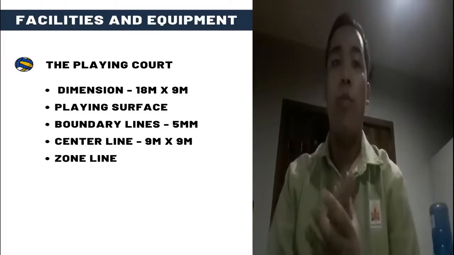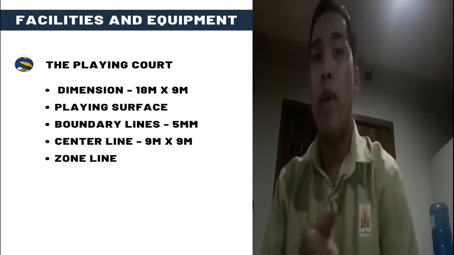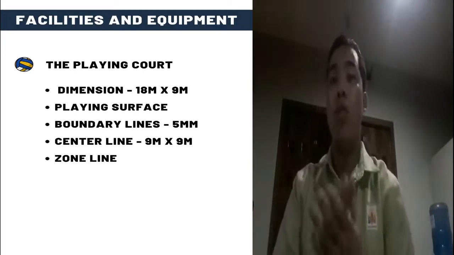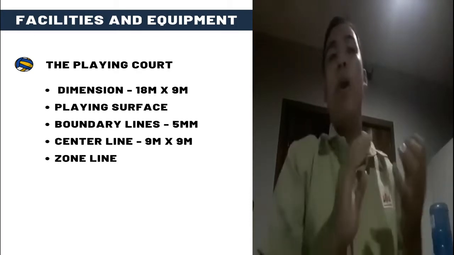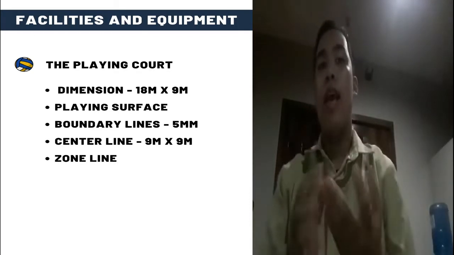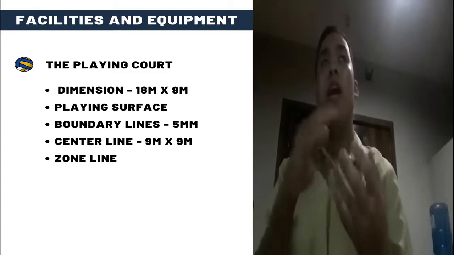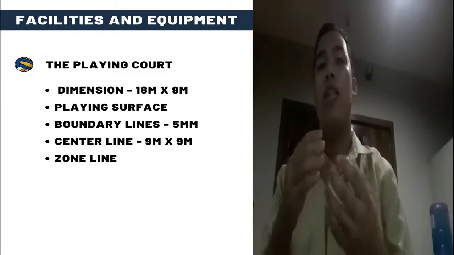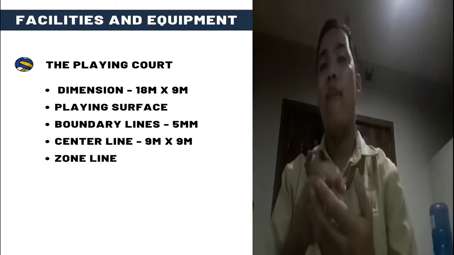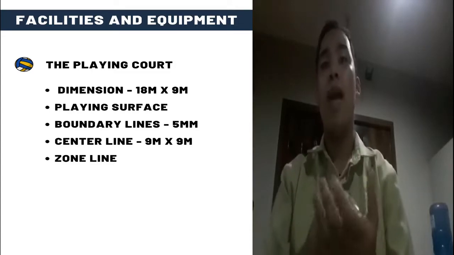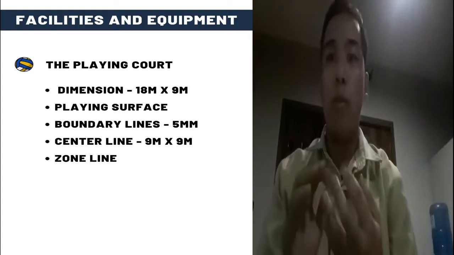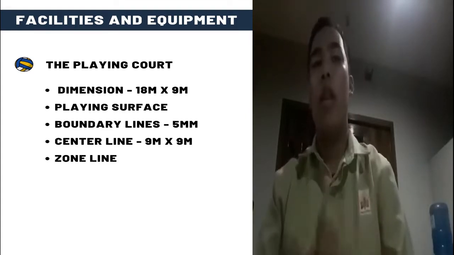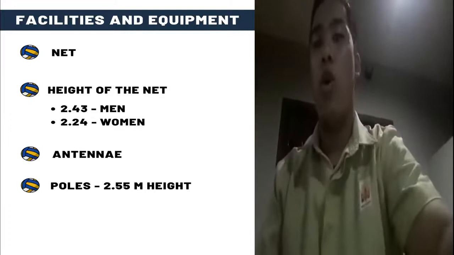The dimension of volleyball court is 18 meters by 9 meters for both men's and women's category. Playing surface, boundary lines, or the lines that separate the inside and the outside of the playing court with the 5 mm line width. Center line with 9 meters by 9 meters for both men's and women's, and the zone line.